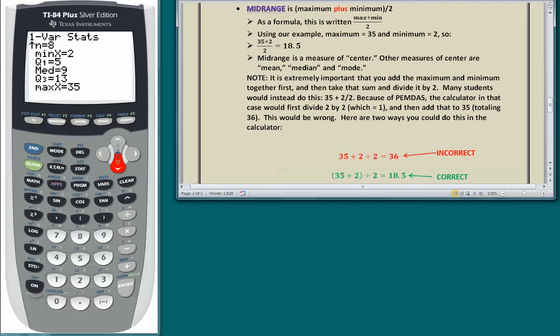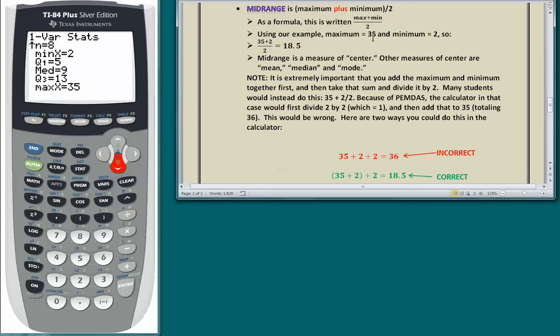Mid-range is a different animal. Mid-range is the maximum plus the minimum. If you'll remember, the range was the maximum minus the minimum. The mid-range is the maximum plus the minimum and then divided by 2. So if you write it as a formula, it looks like this. Max plus min, all divided by 2.